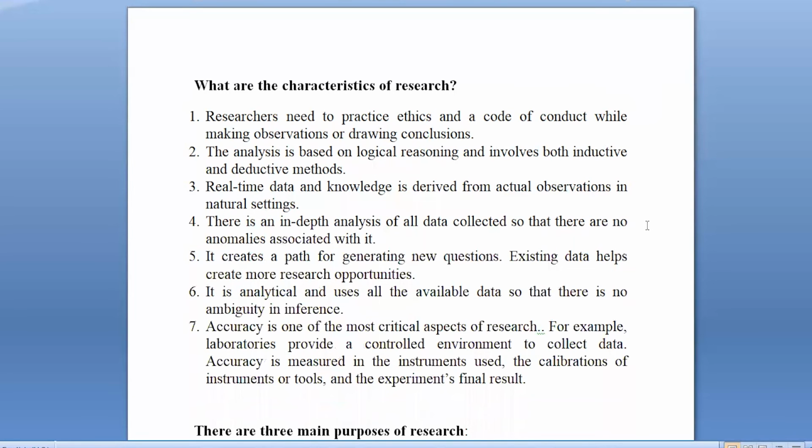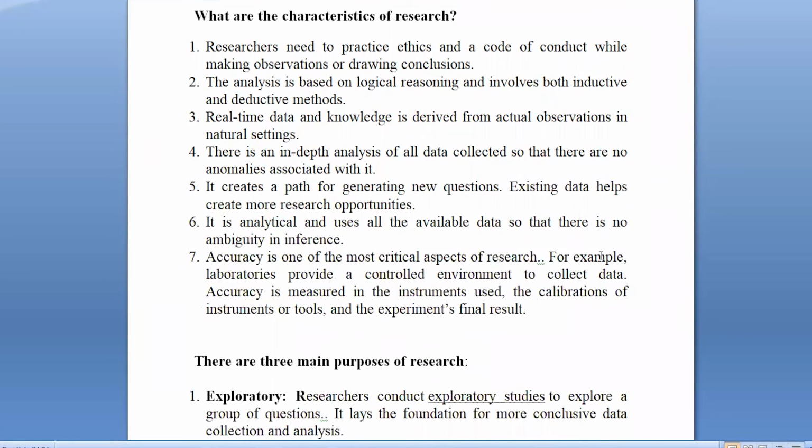There is no ambiguity in inference. Accuracy is one of the most critical aspects of research. For example, laboratories provide a controlled environment to collect data. Accuracy is measured in the instruments used, the calibrations of instruments or tools, and their experiments of final result.